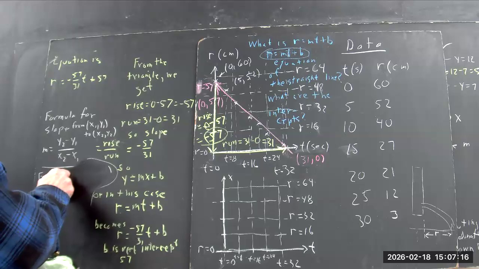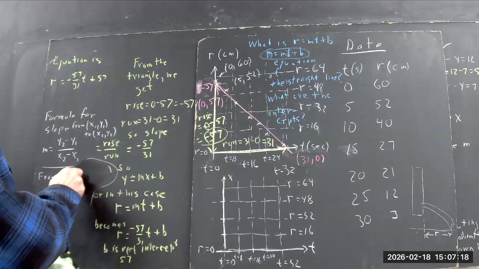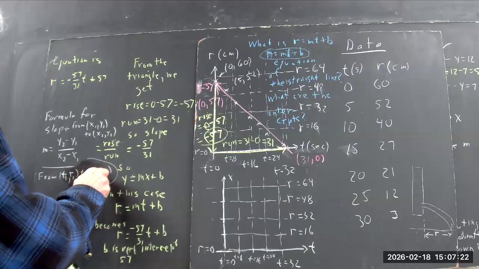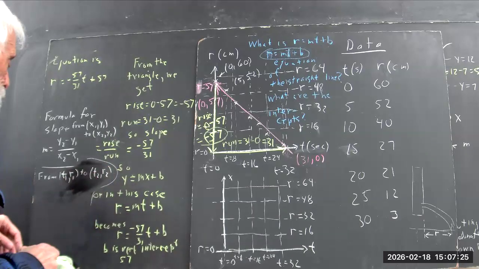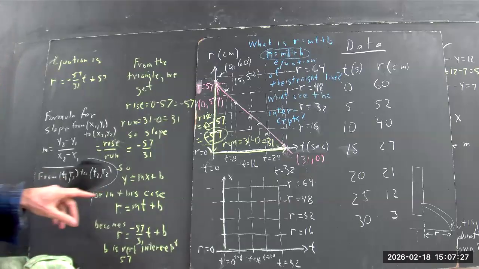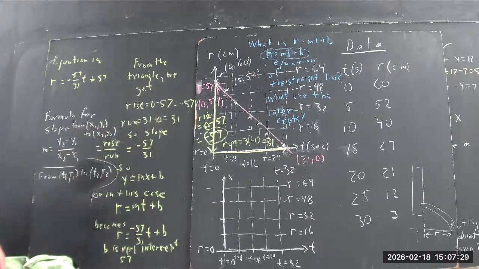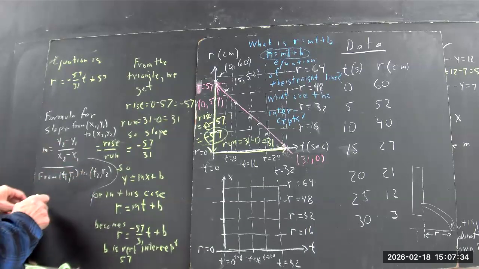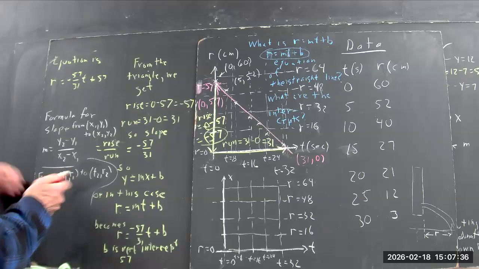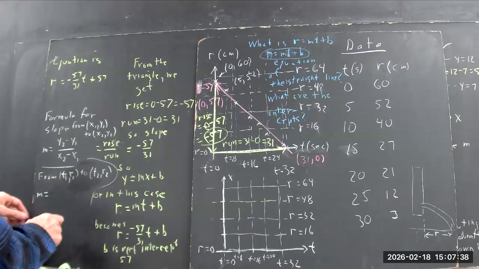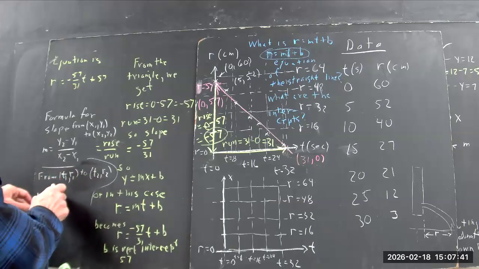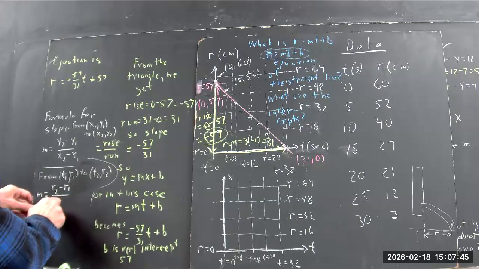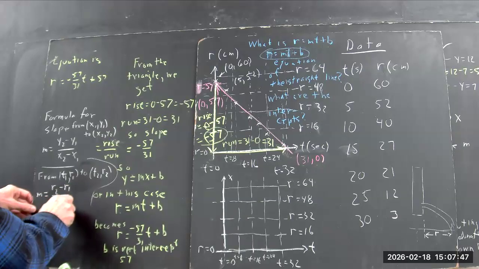So from the point T1, R1 to T2, R2, those are the proper coordinates for the example we're using. For T1, R1 to T2, R2, the slope, which we'll call M, is vertical minus vertical, R2 minus R1, over T2 minus T1.